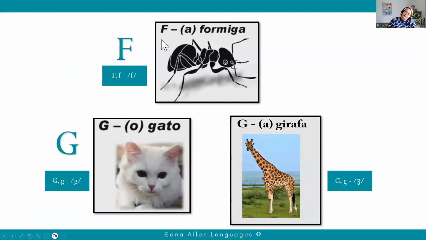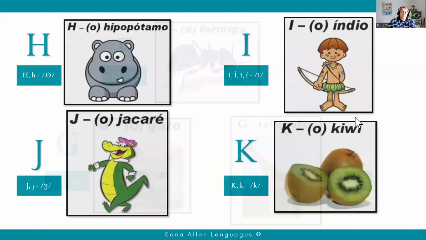Recapping. Then F, a formiga. G, o gato. Ou a girafa. Tudo bem até aqui? So far, so good? Sim? Vamos continuar? Shall we continue? Let's do one more page. Then we might stop and wait for you to come and book a session with us. Tudo bem? Let's do a few more then.